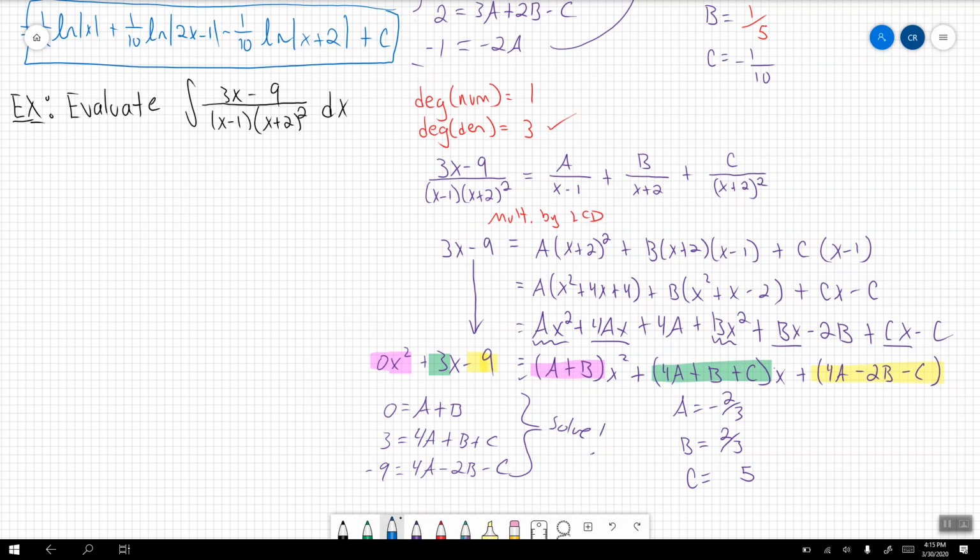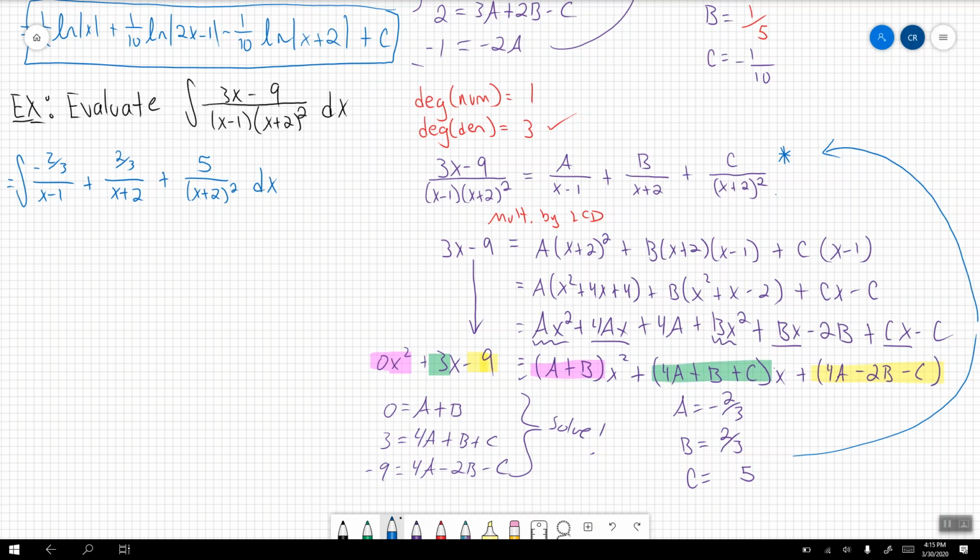Now, once we have this, we're going to make sure that these coefficients get inserted into the partial fraction decomposition piece right up here. While we make that insertion, we're going to be evaluating this integral. So the A coefficient was negative 2/3. That's negative 2/3 divided by x minus 1. Plus the B coefficient was 2/3, divided by x plus 2. And then we have our last coefficient, plus 5, divided by x plus 2 squared. And this is all dx.